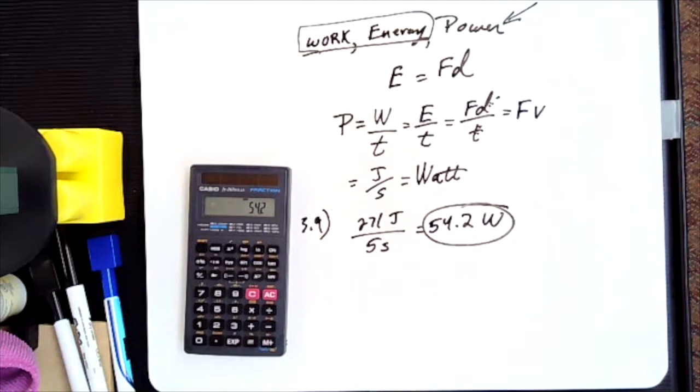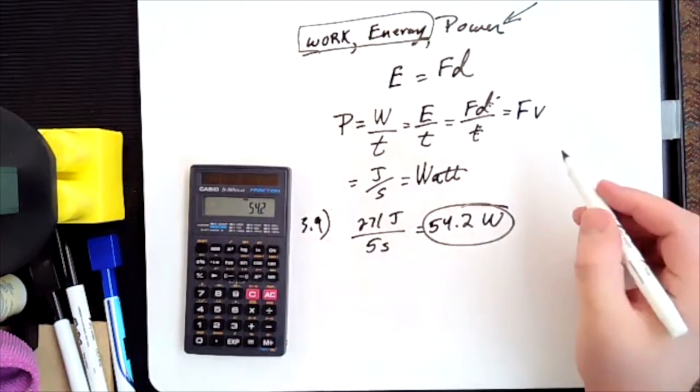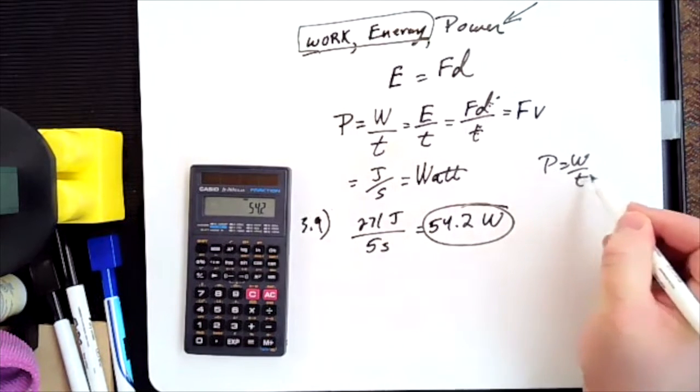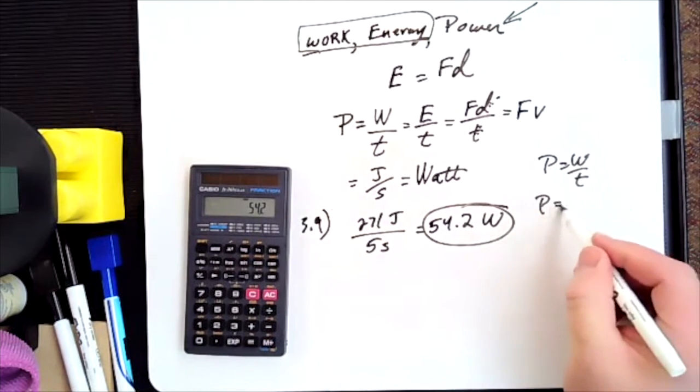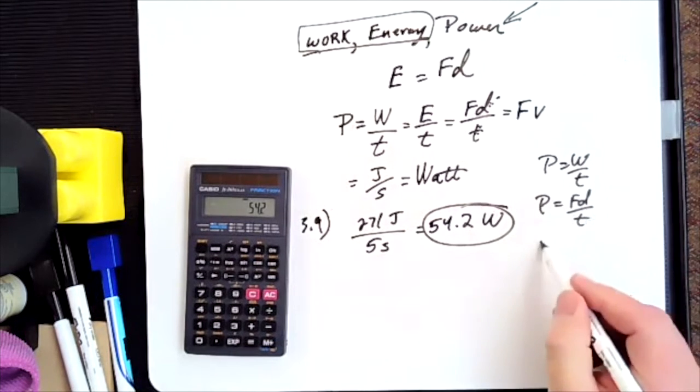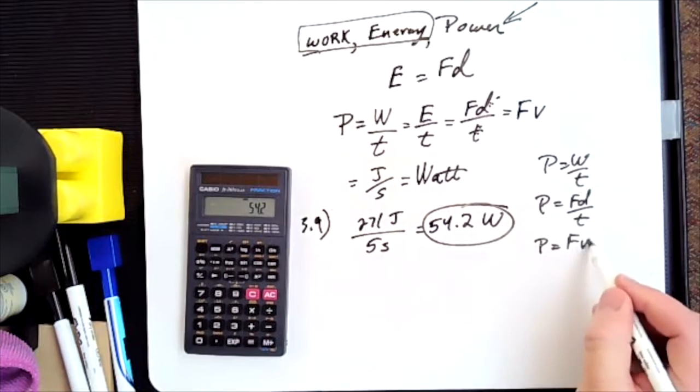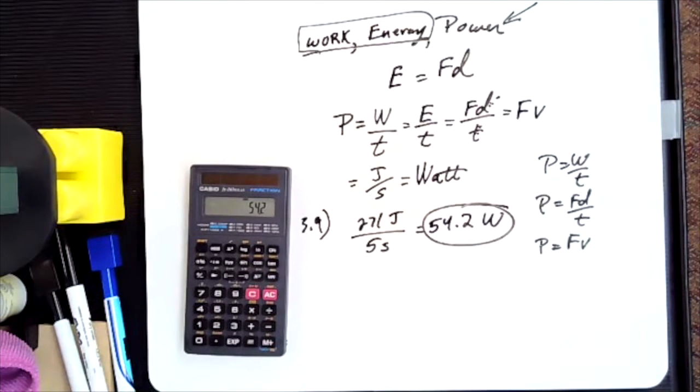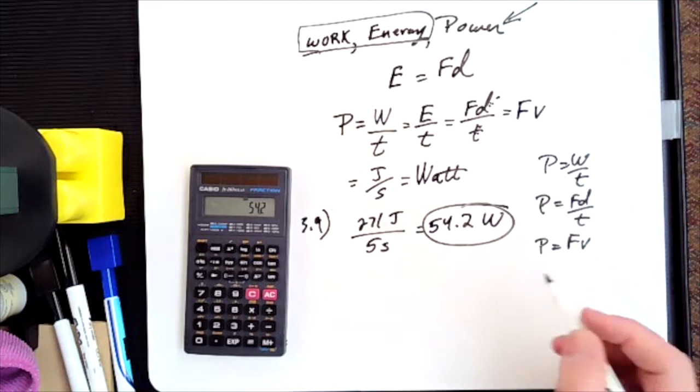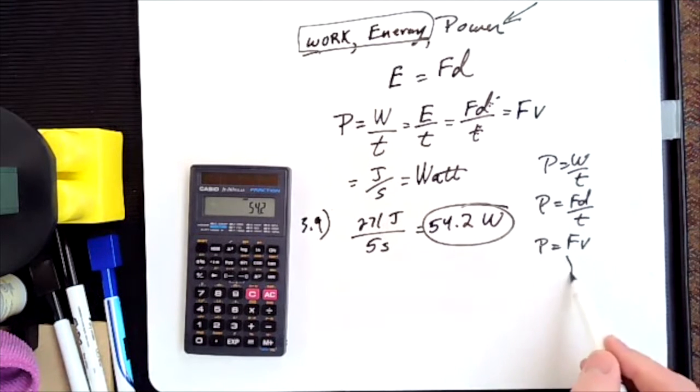Okay, so power, there's different ways to write it. Power is work over time or energy over time, F times D over time, or my personal favorite, force times the velocity. Okay, and that kind of comes to what we're trying to do, because right now we're talking about the energy unit, and we're talking about electricity, basically, right? Electrical energy.